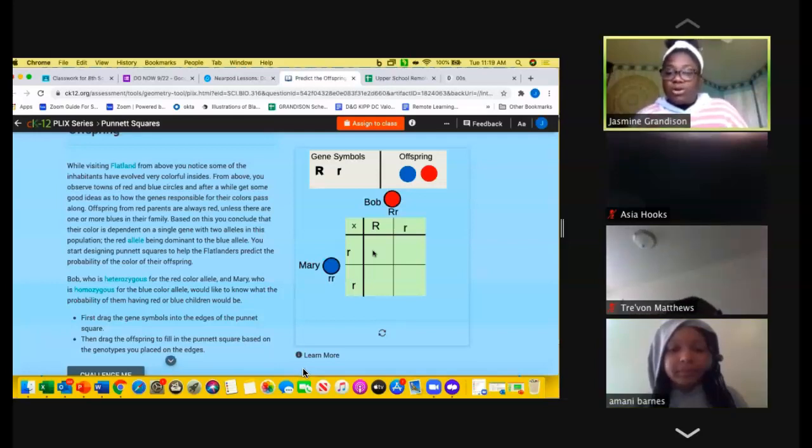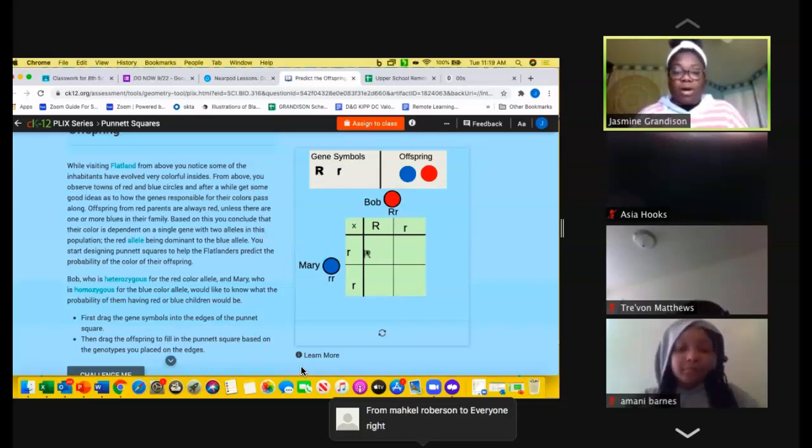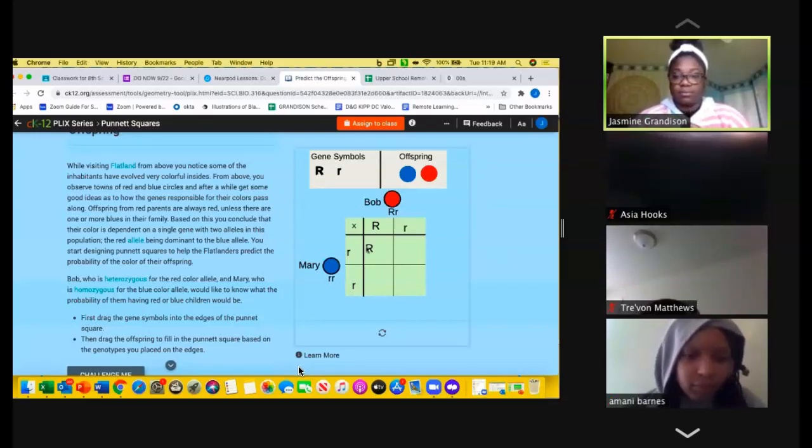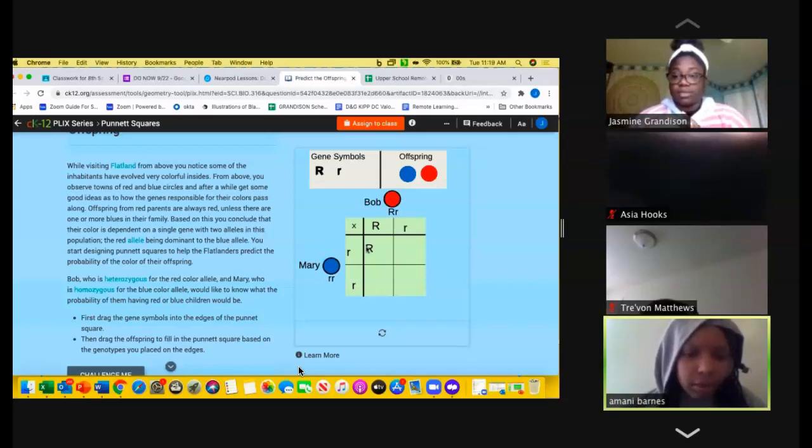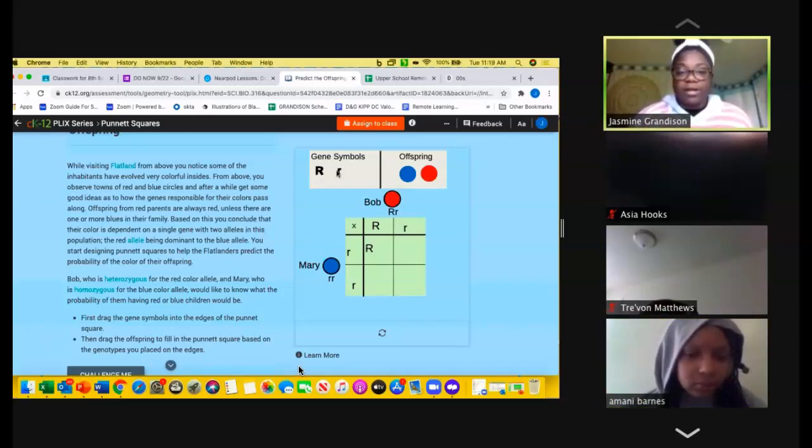So I do agree with Jordan. He said an R, okay, but we need something else. So we have 1 from Bob and 1 from Mary. So what do we get from Mary for this first square? R, like lowercase r. Perfect, there you go. All we're doing is taking 1 from Bob, 1 from Mary. All right, let's go to the next square.